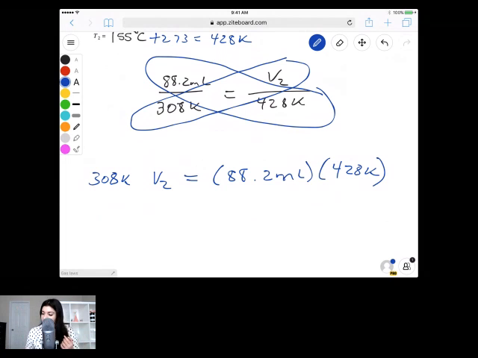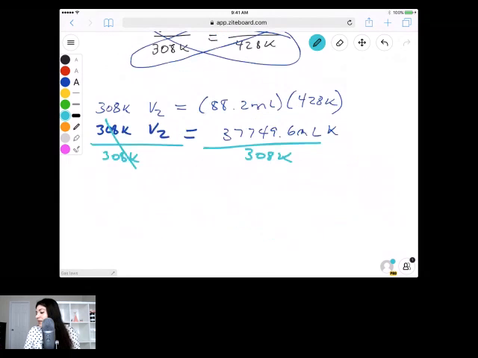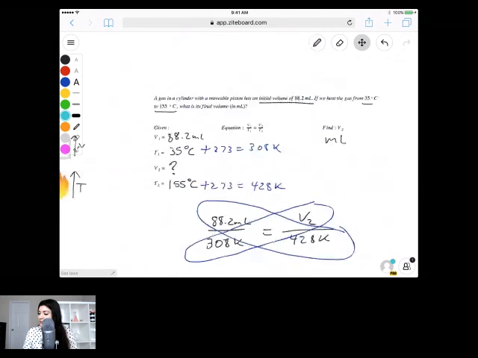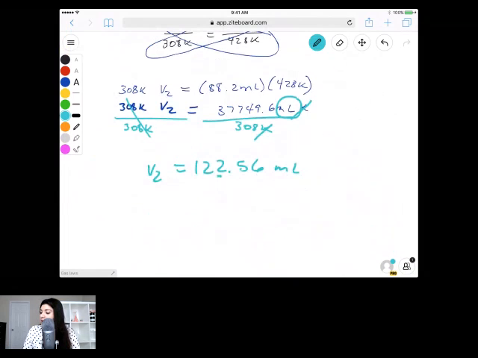So let's multiply. So 88.2 times 428, that'll give us a very large number. And we still have milliliters Kelvin. And that will equal 308 Kelvin times V2. Next step is to divide over that 308 Kelvin to cancel so we can solve for V2. And you'll notice that the Kelvin will cancel and we will be left with milliliters, which is what the question asked for, the volume in milliliters. And then we'll divide this by 308. And our V2 is equal to 122.56 milliliters. Let's check our sig figs and see what we should round to. All right, so I'm going to round to 3 sig figs. So rounding this up, this would be 123 milliliters.